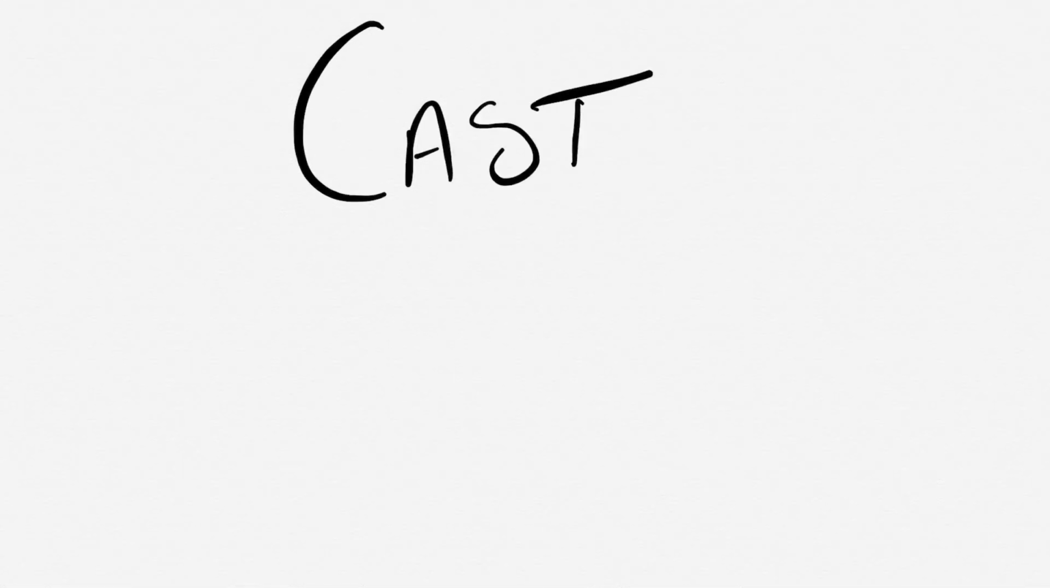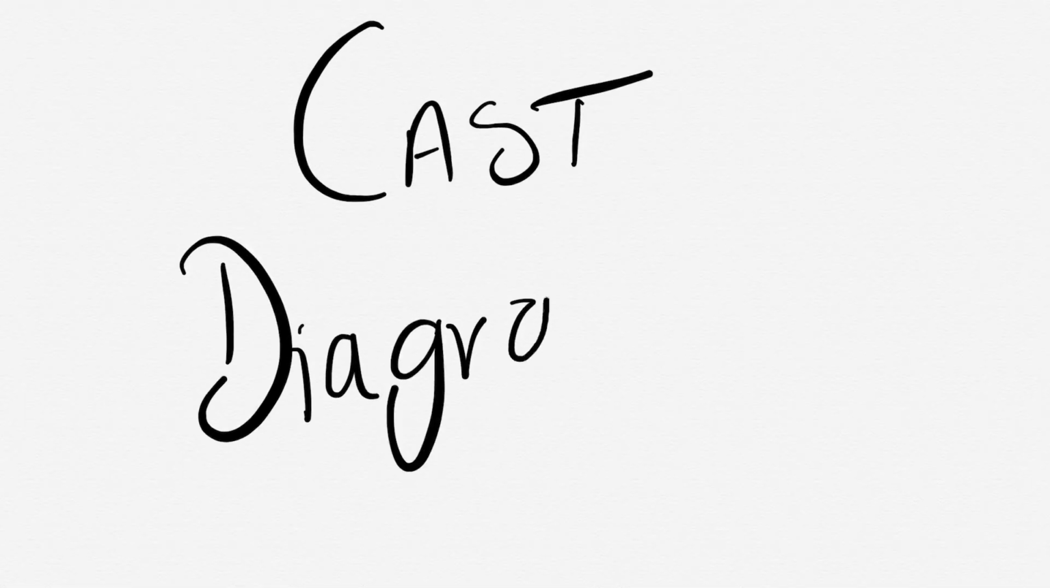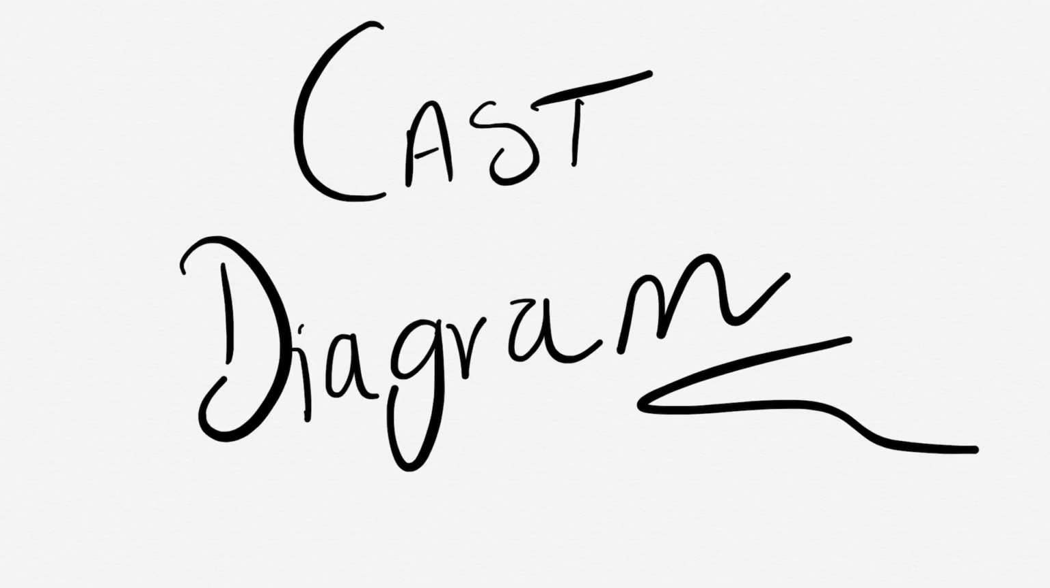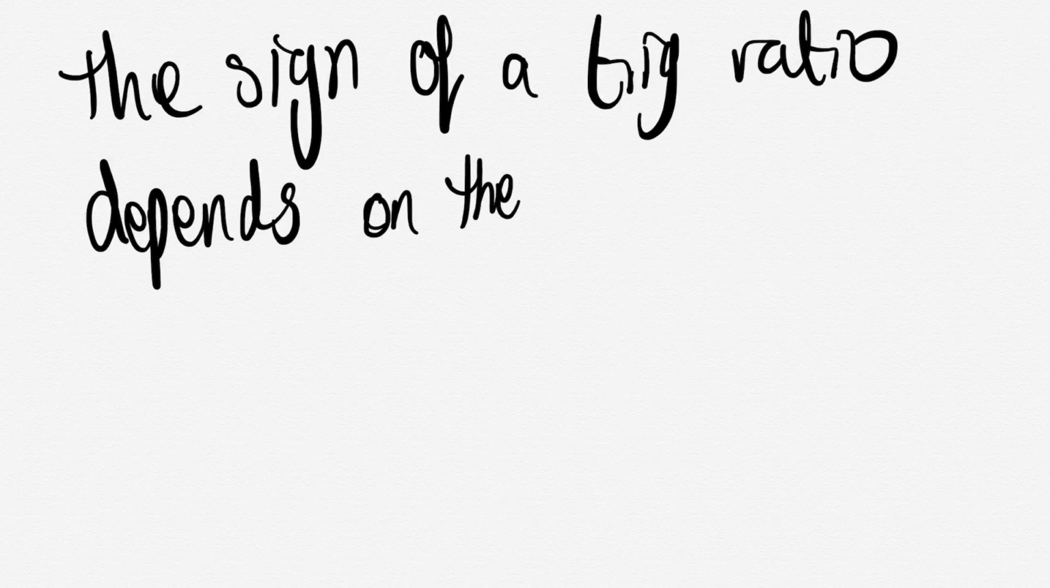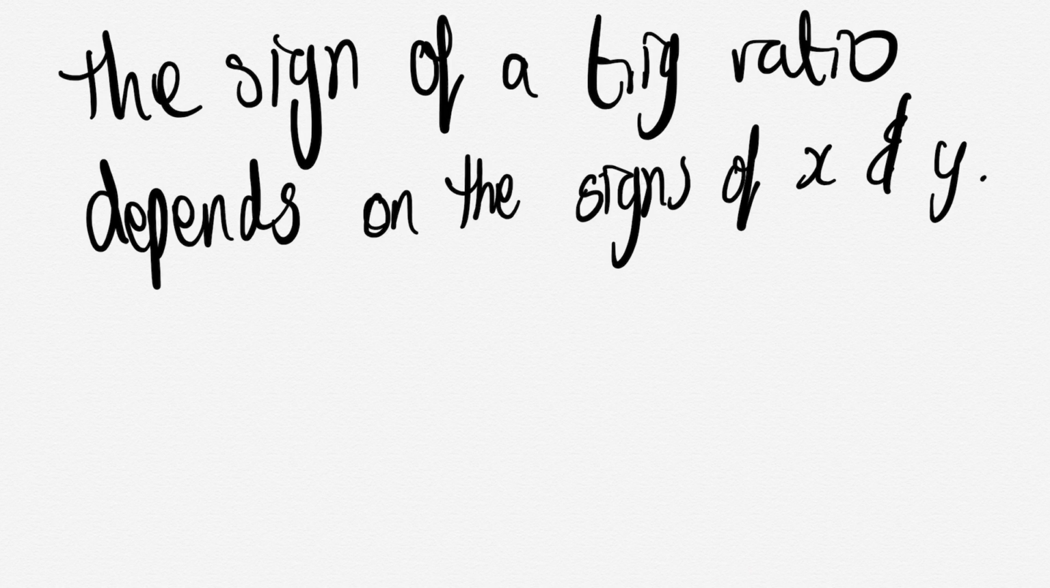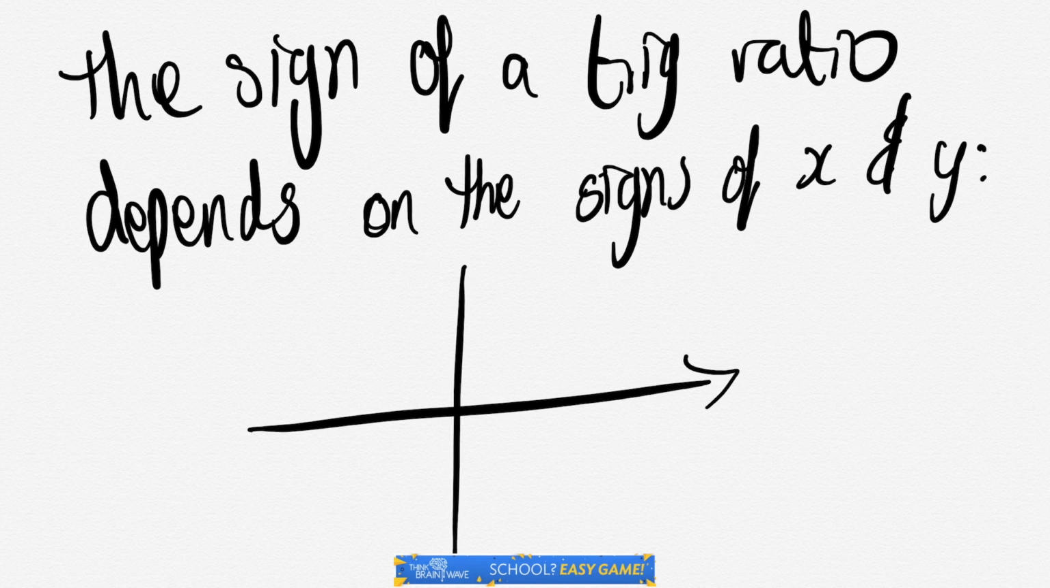Right, let's discuss the CAST diagram next. Over here we'll understand where the ratios will be negative and positive, depending on whether it's a sine, cos, or tan, and which quadrant the angle is in. So the sign of a trig ratio depends purely on its location on the CAST diagram. As you'll see later on in this video, sine, cos, and tan are positive and negative in different quadrants. So we'll draw this diagram first.